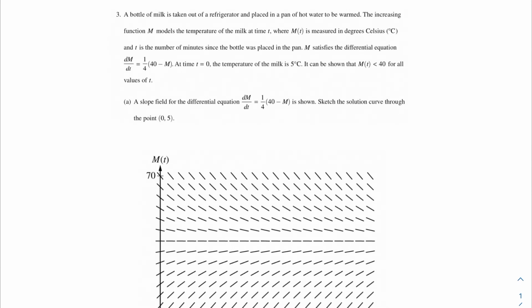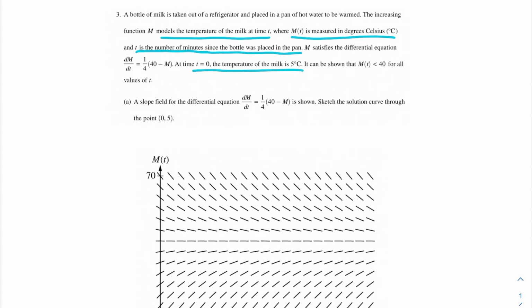In this problem, we're going to be talking about milk. This problem says a bottle of milk is taken out of a refrigerator and placed in a pan of hot water to be warmed. The increasing function m models the temperature of the milk at time t, where m of t is measured in degrees Celsius and t is the number of minutes since the bottle was placed in the pan. M satisfies the differential equation dm/dt = 1/4 (40 - m). At time t equals 0, the temperature of the milk is 5 degrees Celsius. It can be shown that m of t is less than 40 for all values of t.